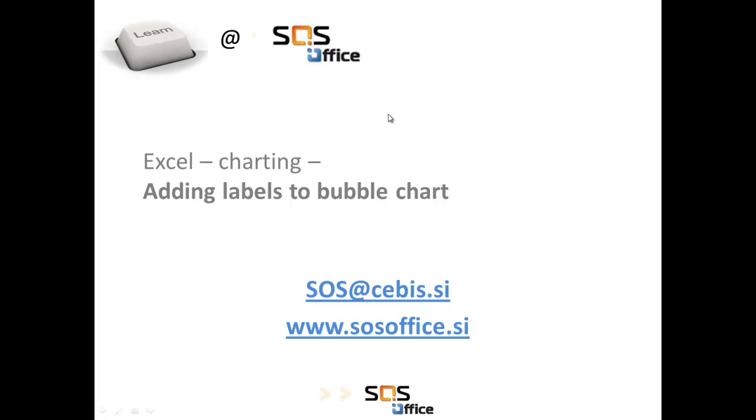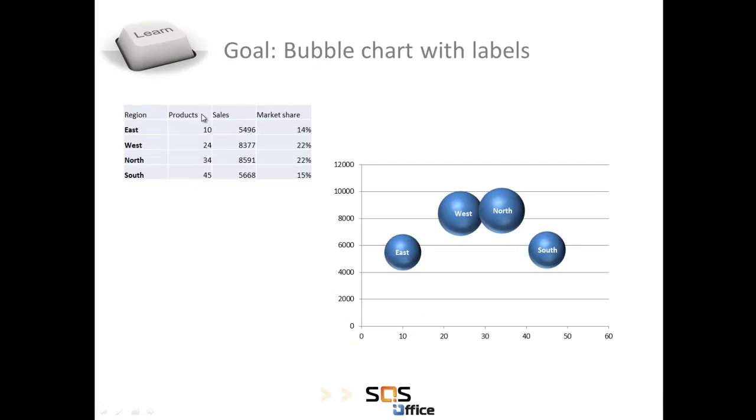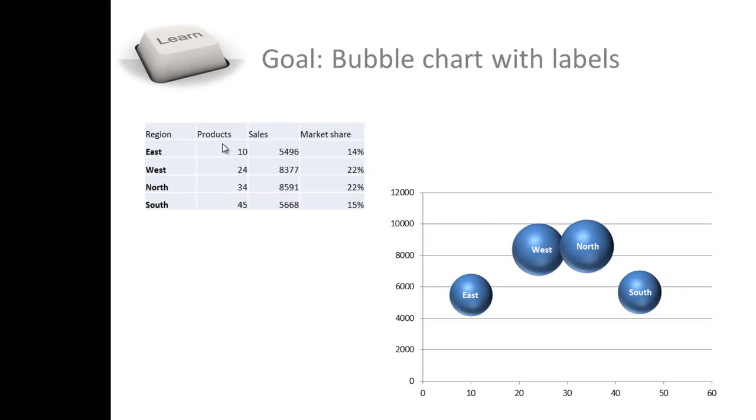We will cover the question of how to add labels to a bubble chart. We have an example here, a small table with the sample data that we want to represent in a bubble chart. We assume some previous knowledge of bubble charts, so you probably already know that the first column here is product, which is represented on the x-axis. The second column is sales, represented on the y-axis. And the third column is actually the bubble size. I started counting columns at product.